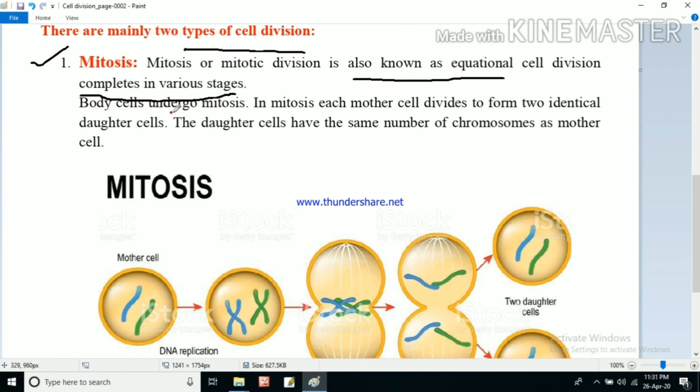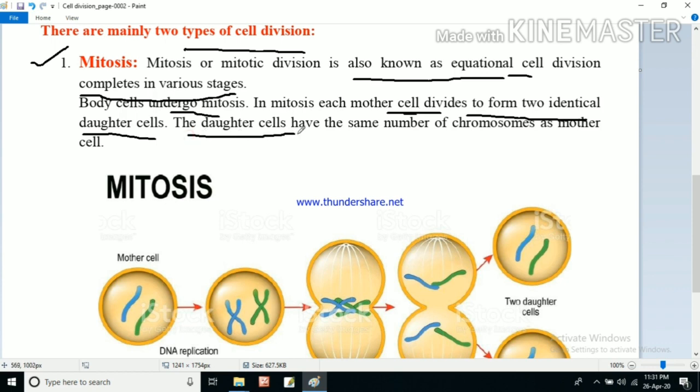Body cells undergo mitosis. Earlier we had discussed these types of cells, that is body cells and germ cells. Reproductive cells do not undergo mitosis, only body cells undergo mitosis. In mitosis, each mother cell divides to form two identical daughter cells. That's why it is called equational, because each mother cell gives rise to two identical daughter cells.